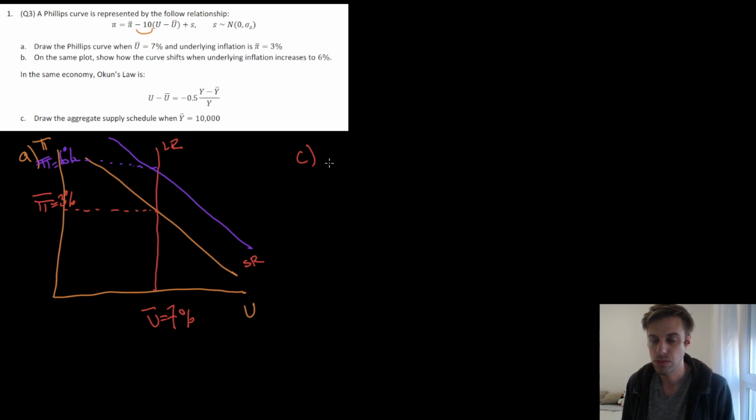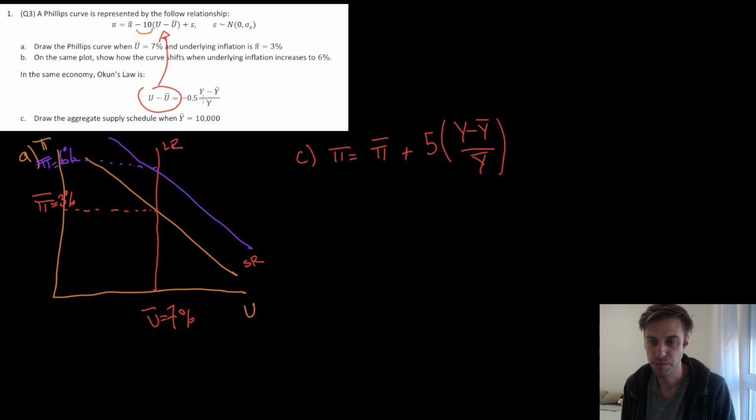And it wants us to, so how do we get the AS curve? We just plug Okun's law into the Phillips curve. So we just end up with pi is equal to pi bar minus, so we have minus and minus, so we're going to get plus 5 times (y minus y bar) over y bar. I think this has a typo. It should be a bar, plus s.